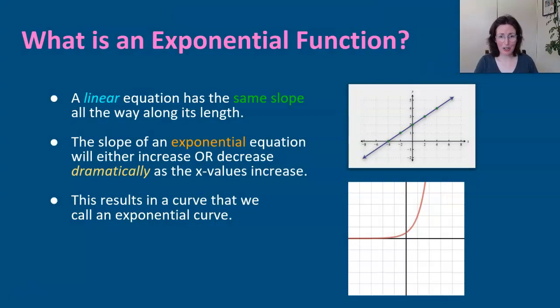A linear function, which you know is a straight line, has the same slope all the way along. So thinking about if you were walking up this line as a hill, it's the same steepness the whole way along that line. But an exponential equation or function will increase or decrease dramatically as the x values increase.